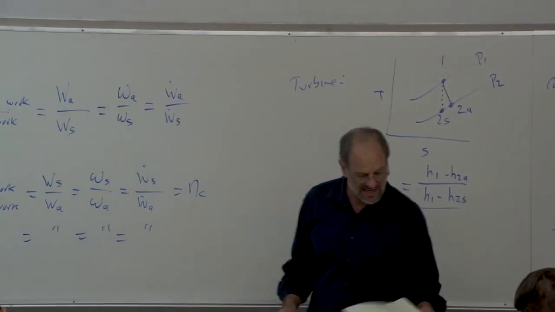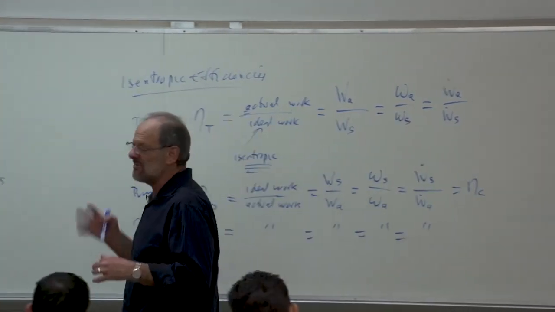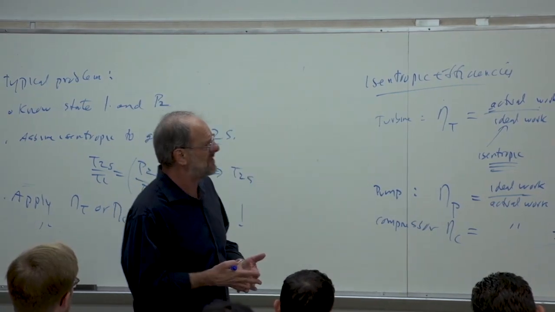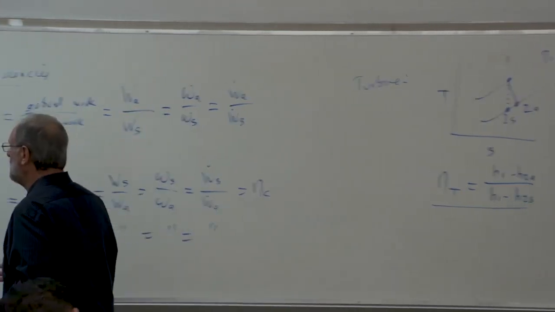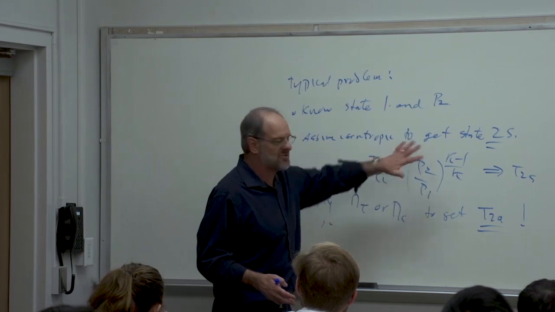Now, I will note that if we happen to have an ideal gas with variable specific heats, that's a little bit different, right? This is constant specific heats. If we have variable specific heats, well, everything here applies, but the equations are a little bit different, right?